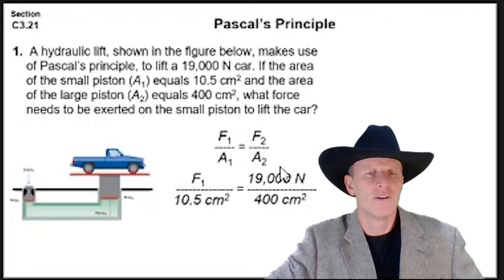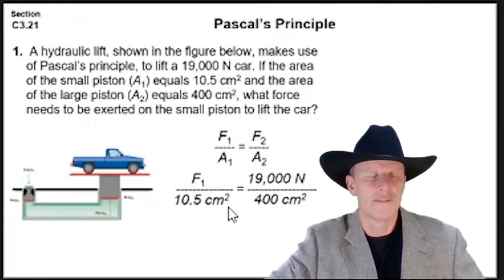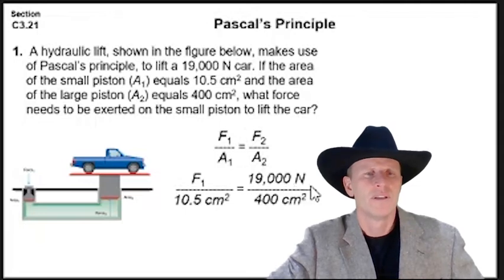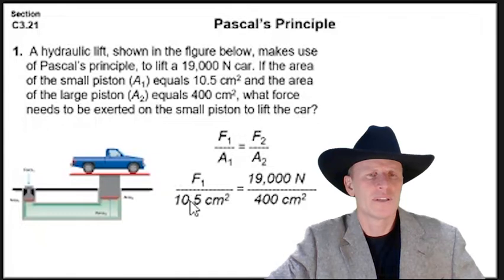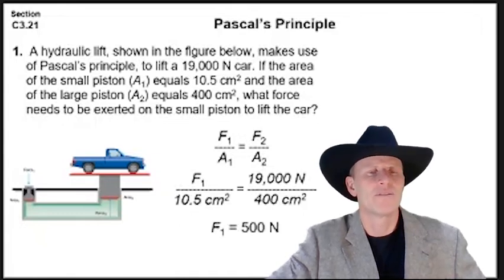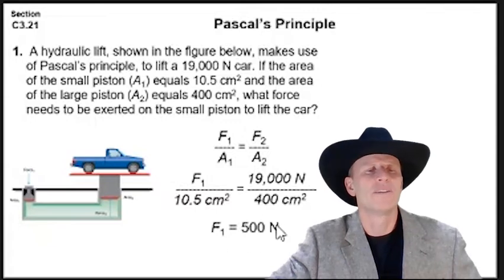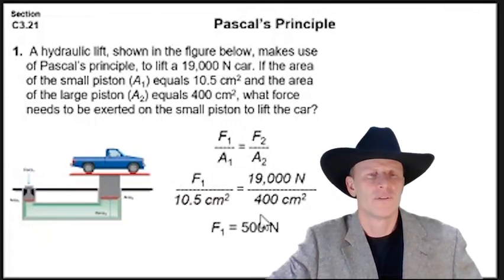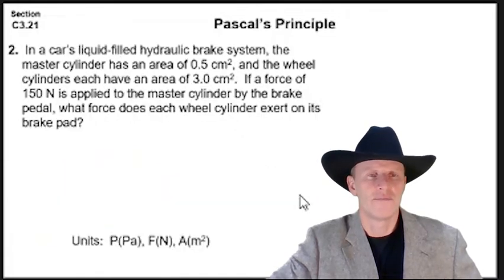This is the only way you could probably screw this up, if you put the 19,000 over 10.5 centimeters squared. Cross multiplying, we have 19,000 times 10.5 divided by 400 gives us an answer of 500 newtons. So with only 500 newtons of force, we can lift 19,000 with this particular hydraulic lift.